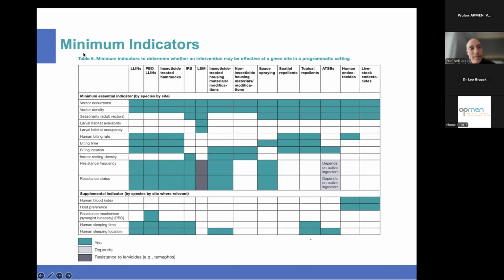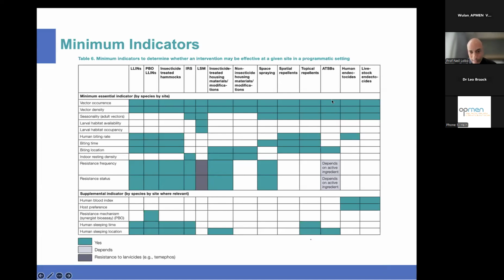And so over here in table number 6 in the ESPT, we actually map out the indicators to understand whether an intervention may be effective. On the top, we have bed nets. We have PBO bed nets, LLINs, PBO LLINs, insecticide-treated hammocks, indoor residual spraying, larval source management, and all these mapped out here. And down here are the indicators you might select to understand if they may be effective.